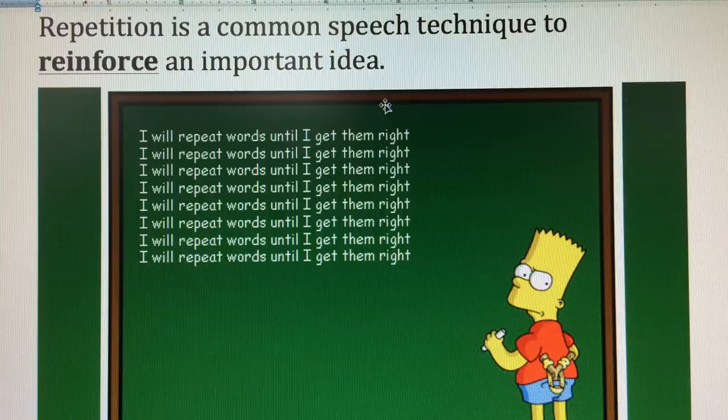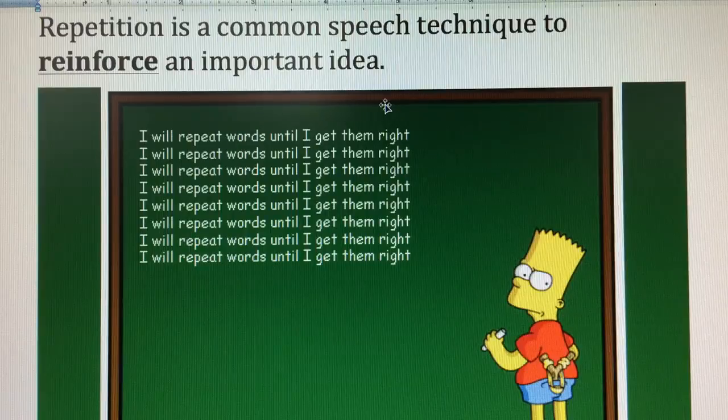So repetition in our sentence. Repetition, the idea of repeating things, is a common speech technique to reinforce an important idea. So you see this in, for example, Martin Luther King's speech in Washington, D.C., in the famous March on Washington, D.C., a civil rights movement, where he repeats the idea, I have a dream. I have a dream. I have a dream that. He says it many times, and that idea then becomes really, really important.